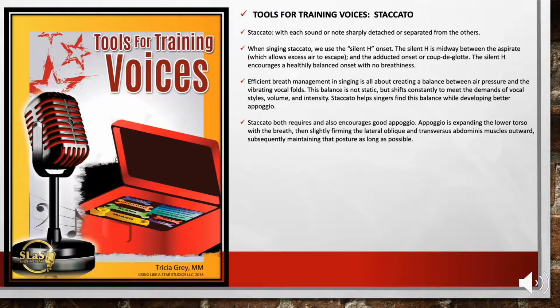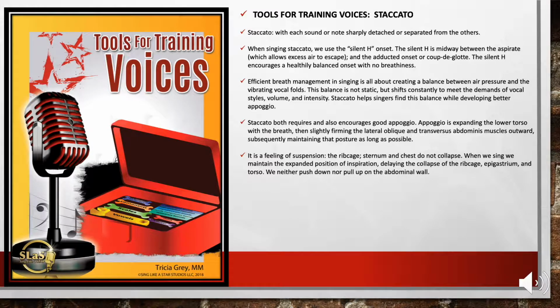Appoggio is expanding the lower torso with the breath, then slightly firming the lateral oblique and transversus abdominis muscles outward, subsequently maintaining that posture as long as possible. It's a feeling of suspension. The ribcage, sternum, and chest do not collapse. When we sing, we maintain the expanded position of inspiration, delaying the collapse of the ribcage, epigastrium, and torso. We neither push down nor pull up on the abdominal wall.